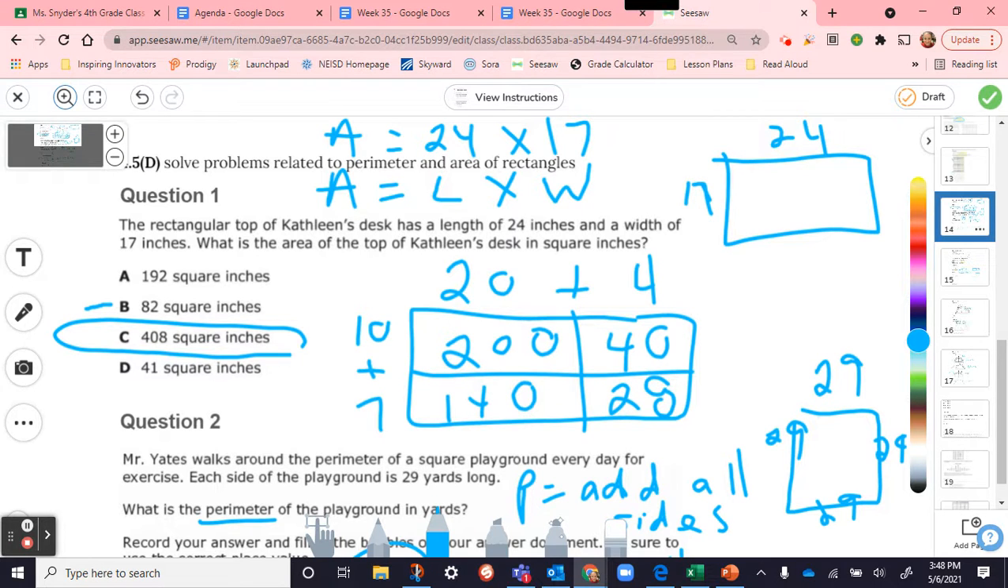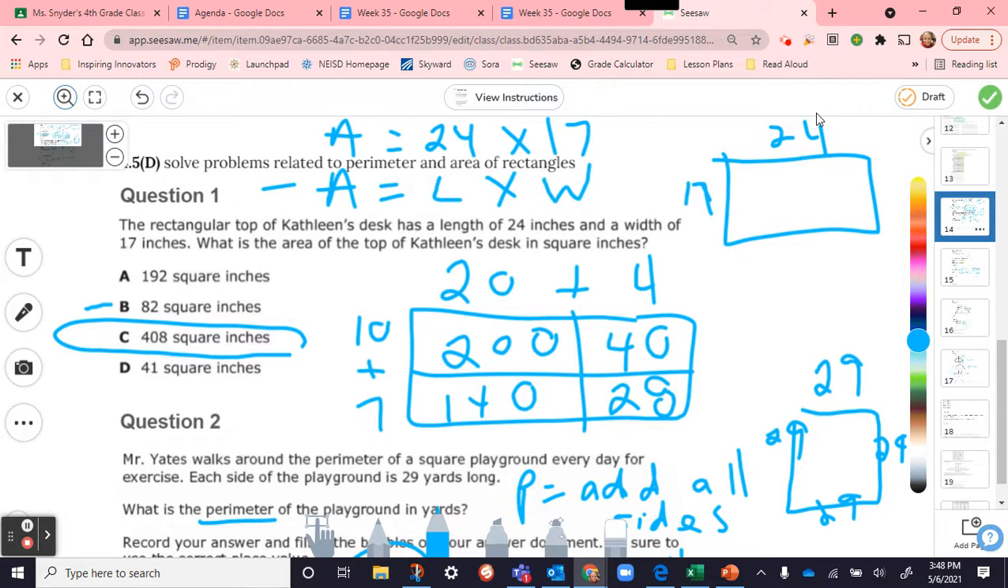All right, so if we want to find the area, remember that formula, area equals length times width. So we're going to take the length 24, multiply it by the width 17. And when you do that, you should get 408.